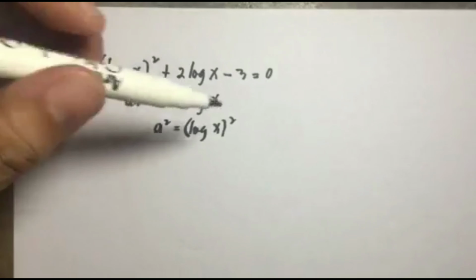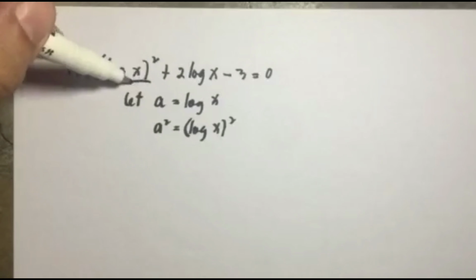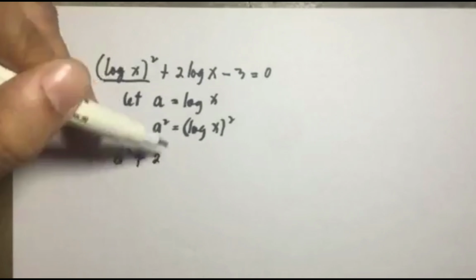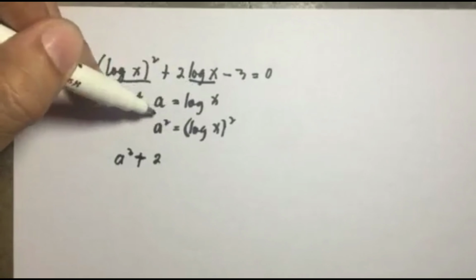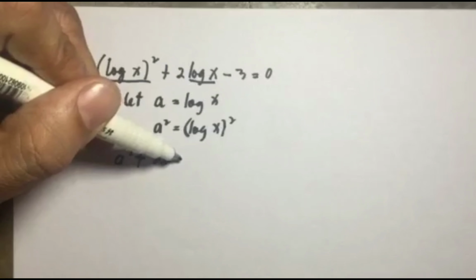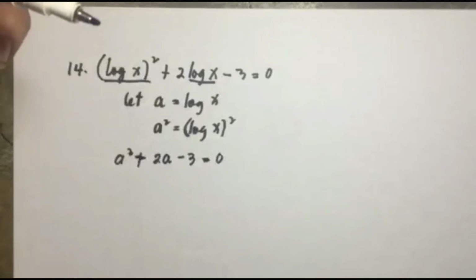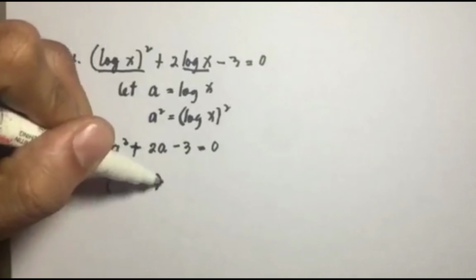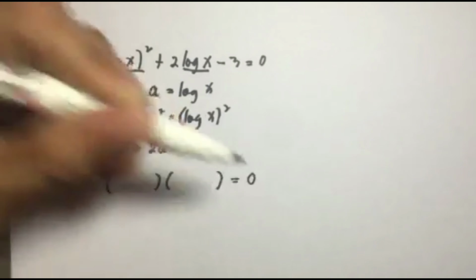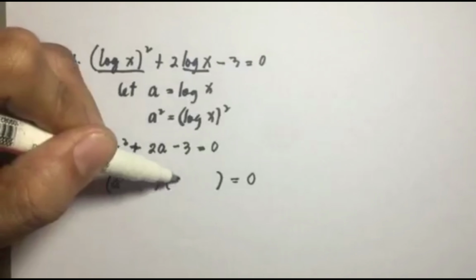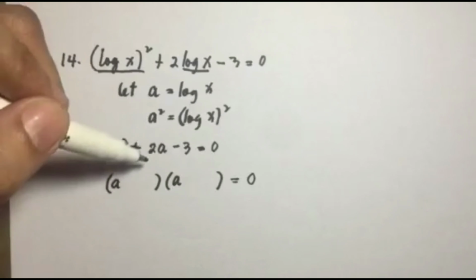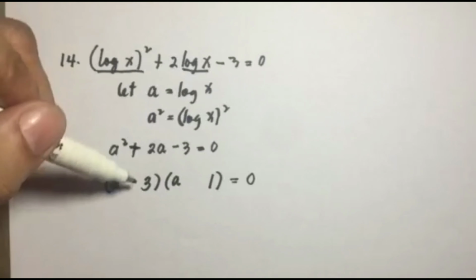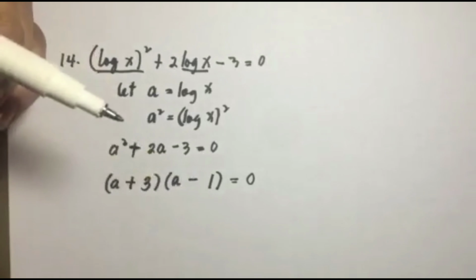Okay, so substitute natin. Since the value of this one is a square plus, meron siyang 2, no? Then the value of this of the logarithm of x is a, we will have plus 2a minus 3 equals 0. So from here, we can solve this by factoring. So, anong factors na may bibigay sa atin yan? Factors of a square, we have a times and a. Factors of 3 that will give us 2, we have 3 and 1. Pero dapat magkaiba ng sign para maging positive 2a. Si 3 yung positive, si 1 yung negative.